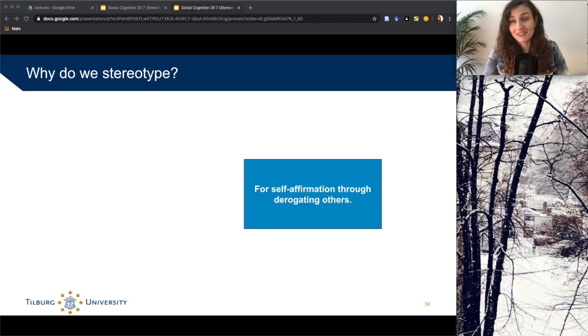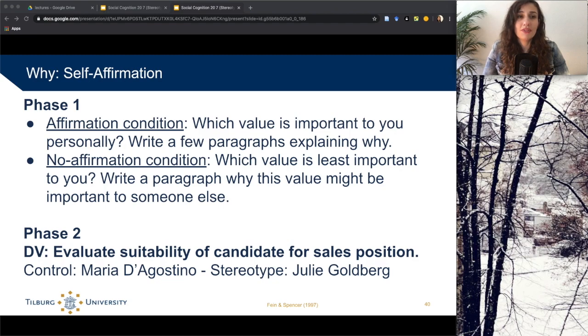Okay. So now you remember that there is a second reason why people might stereotype, and this is to make themselves feel better. So instead of just using stereotypes to make more sense of our environment, people sometimes use stereotypes to make themselves feel better, because based on these stereotypes, they can put others down. Here we have a design from a study that looked at how this self-affirmation due to derogation of others based on stereotypes takes place.